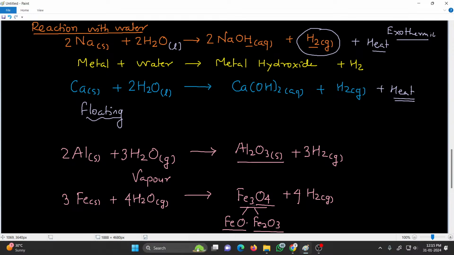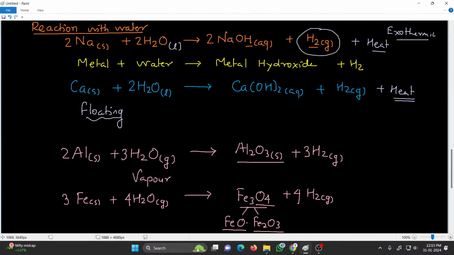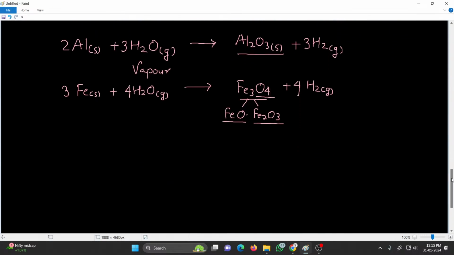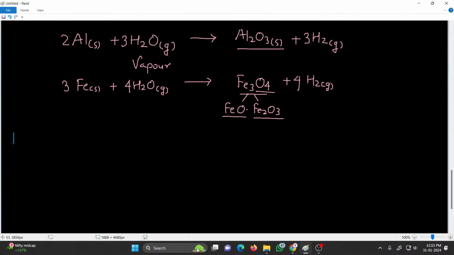So reaction of metals with water: there are two types of reactions as we have seen. In one type of reaction, metal hydroxide is formed. In the other type of reaction, metal oxide is formed. Then there is reaction of metal with dilute acids. Now acids have H plus ion as their cations. So here a displacement reaction takes place. So we'll write the heading, reaction of metals with acid.